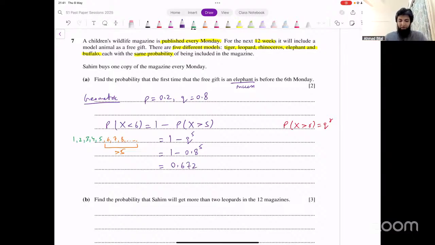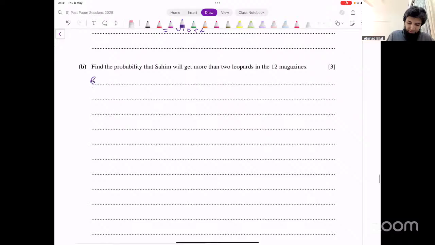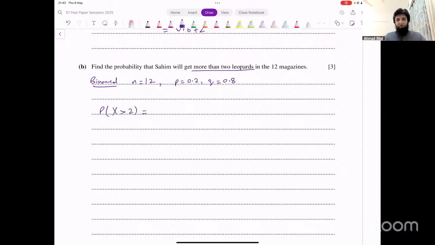That's it. All right, that's part A. Now it says find the probability that he'll get more than 2 leopards in the 12 magazines. More than 2 successes. We're talking about number of successes now. What distribution is that? That's binomial distribution. What's the probability of getting a leopard? That is 0.2 as well, 1 over 5. Total number of times is 12. Probability of success is 0.2. Probability of failure is 0.8. We want more than 2 successes, so x greater than 2. That means 3, 4, 5, 6, 7, 8, 9, 10, 11, 12.